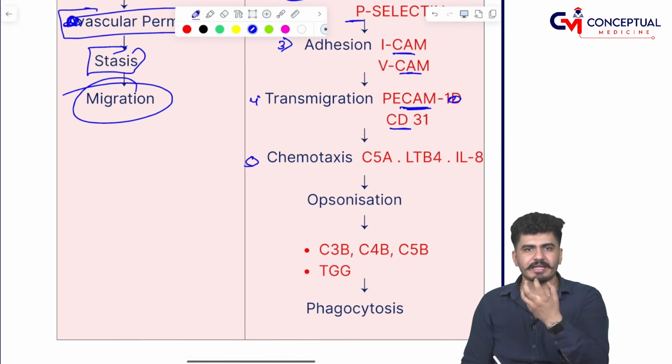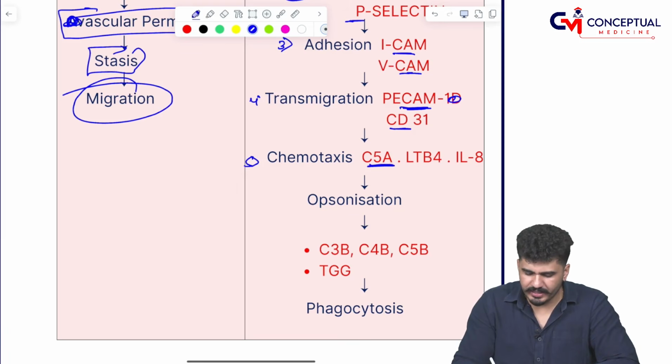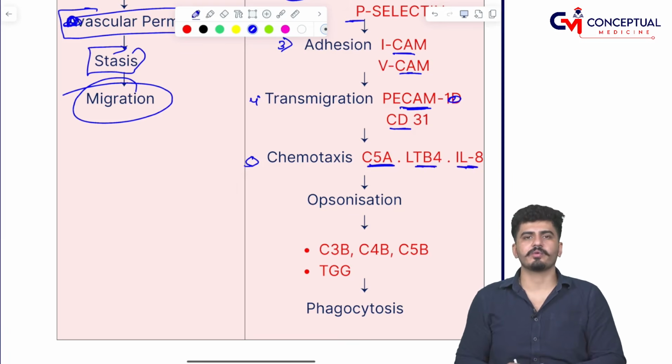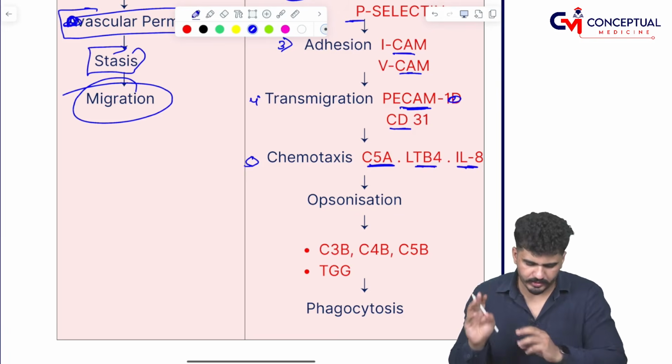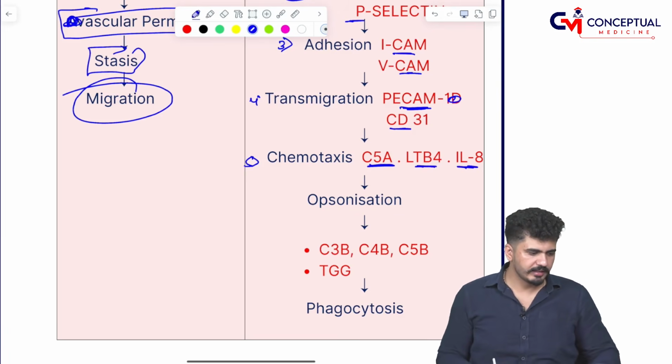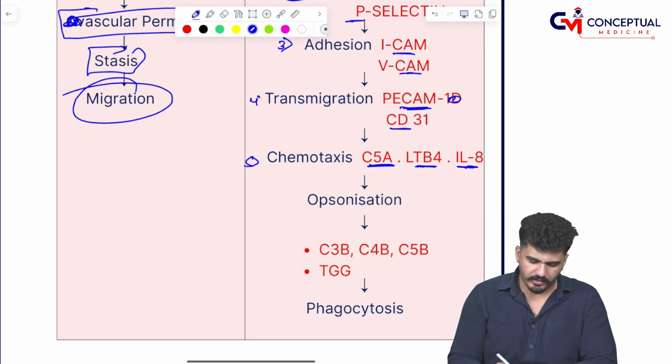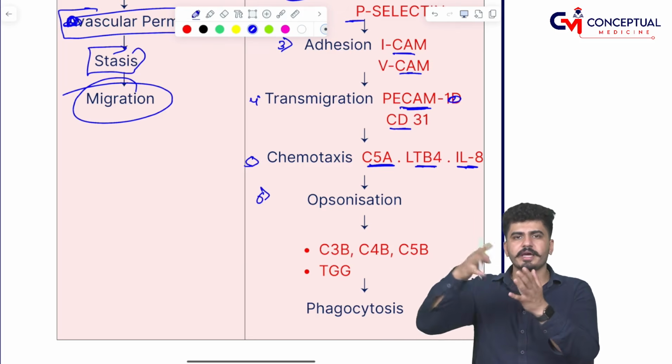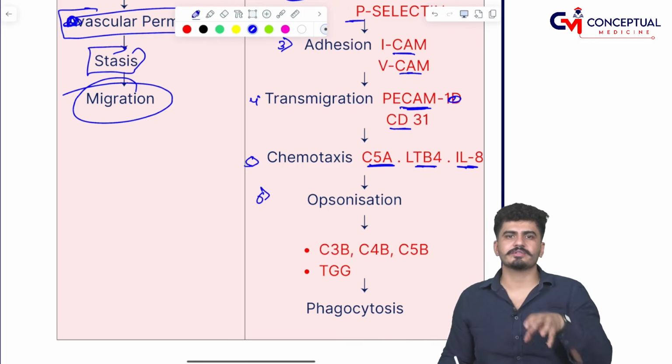Chemotactic agents are there. They will attract the cells. C5a, LTB4 and interleukin 8. Three names are equally important. What are those? C5a, LTB4 and interleukin 8. Then opsonization. What is opsonization? They are coated so that phagocytosis can happen.